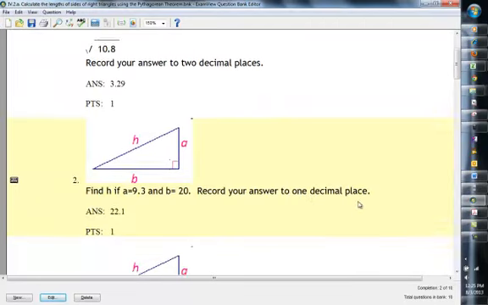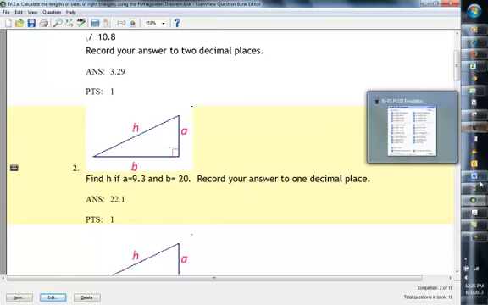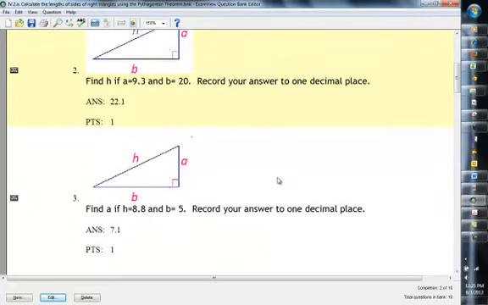For the second one, if you're looking for the hypotenuse, you add the squares of the other two sides and take the square root. So we would take the square root of 9.3 squared plus 20 squared, and we would get 22.1 if you round it to one decimal place.